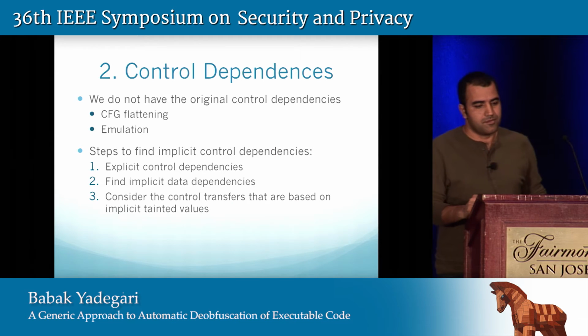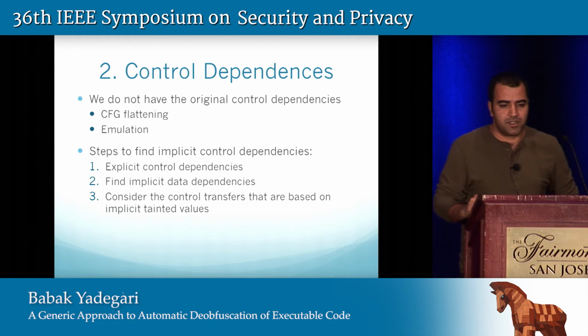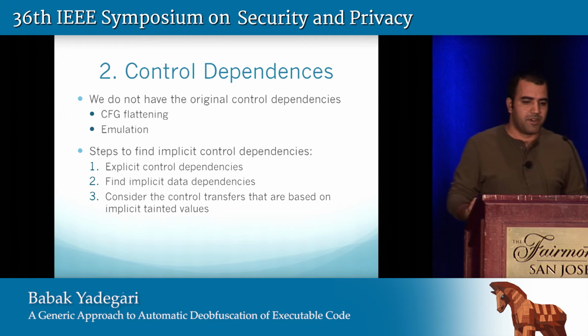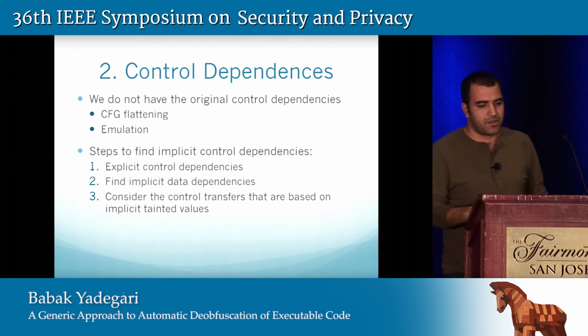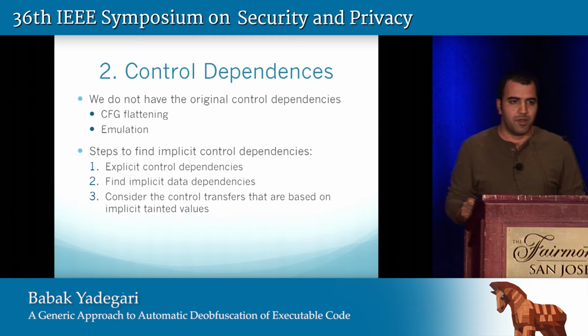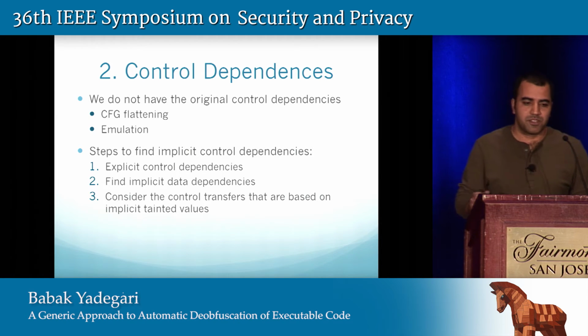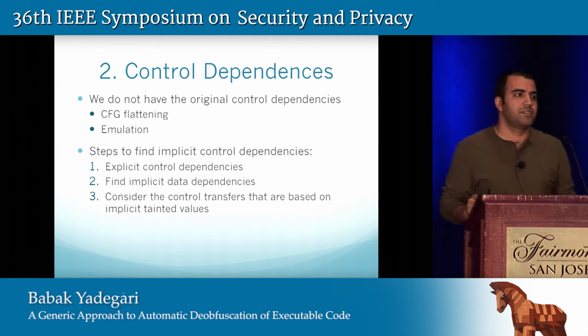well, the code that I showed you here is not an obfuscated one, but finding the control dependencies in obfuscated code might be challenging, especially in obfuscations like CFG flattening or emulations, where you don't have the control dependencies that are present in the original program. So we have a notion of implicit control dependencies. So these are those control dependencies that are caused by some data dependencies.